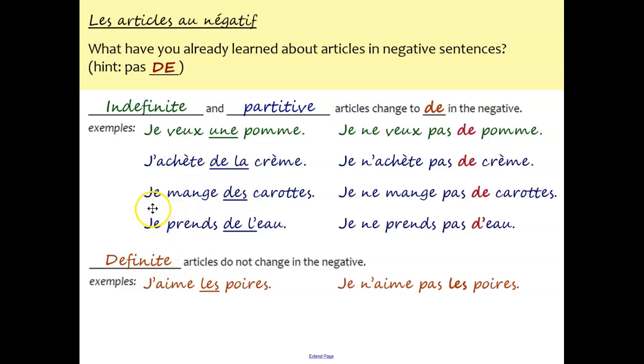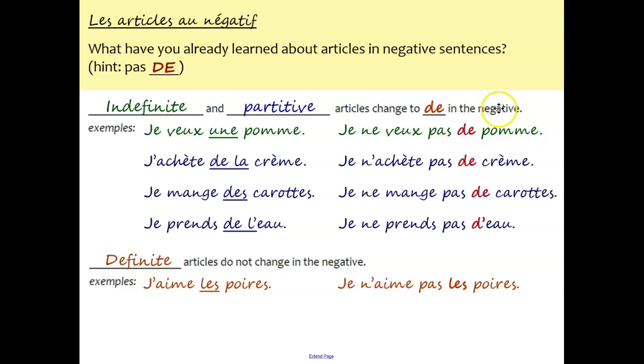However, when we take a sentence like, I am eating carrots, I do not eat carrots. Well, there aren't any carrots in the scenario. They are not being eaten. So we kind of use de to negate the existence of the product here. So I'm not wanting an apple.